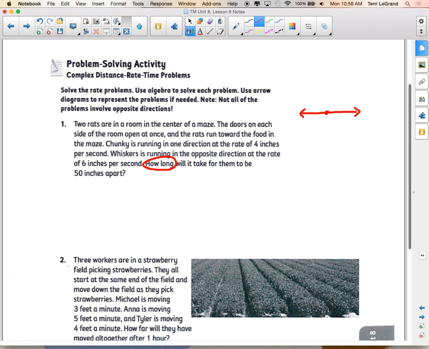Okay, are these rats or mice? Oh, they're rats. They're not mice, they're rats. Okay, do these rats have names? Chunky and Whiskers. Okay, let's make this side Chunky.